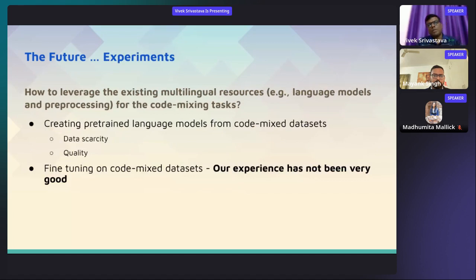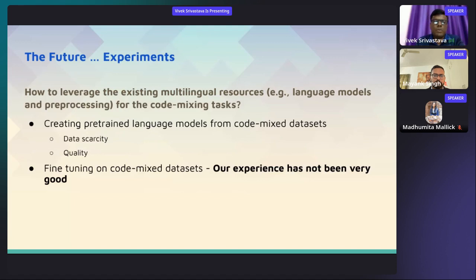So in terms of experiments, what we can look into is there are existing multilingual resources, and how we can really use that, because let's say there is a multilingual BERT out there, and can we use it for the code mixing task? People have tried to look into it. For a couple of tasks it works well, for a couple of tasks it doesn't work well.